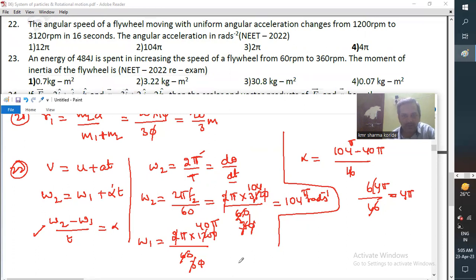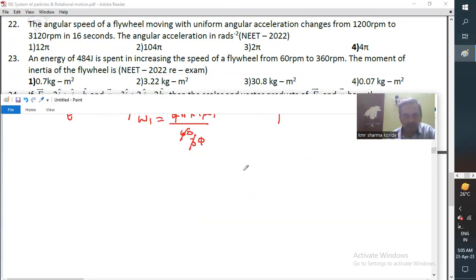I think it is similar. The energy of 484 joule is spent in increasing the speed of a flywheel from 60 RPM to 360 RPM. Find the moment of inertia. So get back the formula of rotational kinetic energy. W is equal to the change in rotational kinetic energy, half I omega 2 square minus omega 1 square. So the rotational kinetic energy already given, 484, is equal to half I.